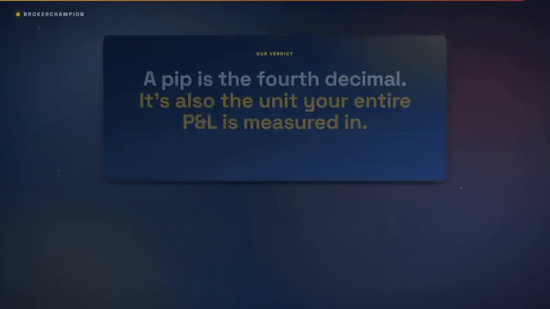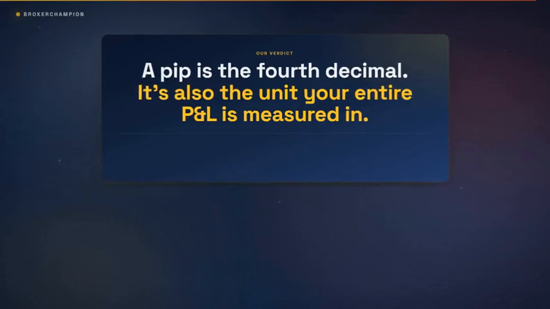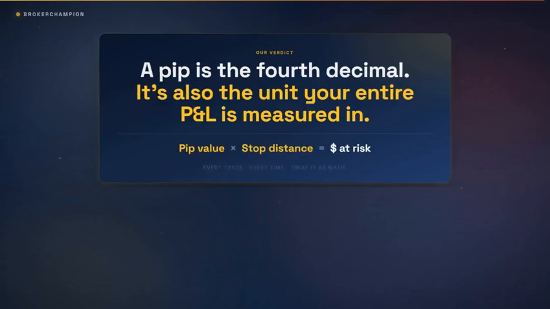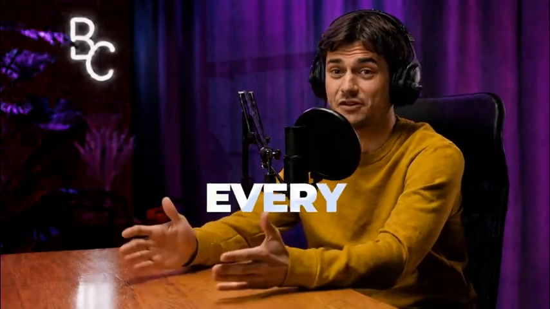A pip is a tiny number, the 4th decimal of a price, but it's the unit your entire P&L is measured in. The moment you stop treating it as math and start treating it as a marketing label is the moment a broker's ad copy starts costing you real money. Treat it as math. The math is simple. Pip value times stop distance. Every trade, every time.